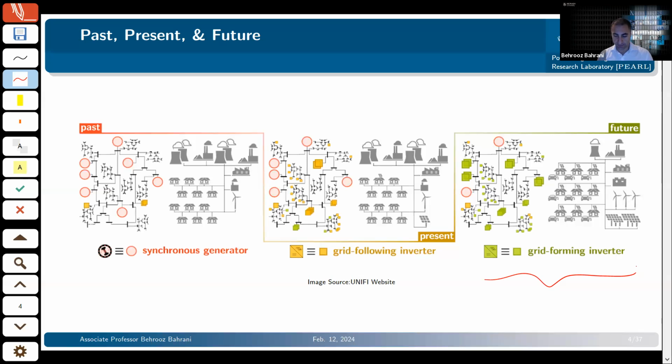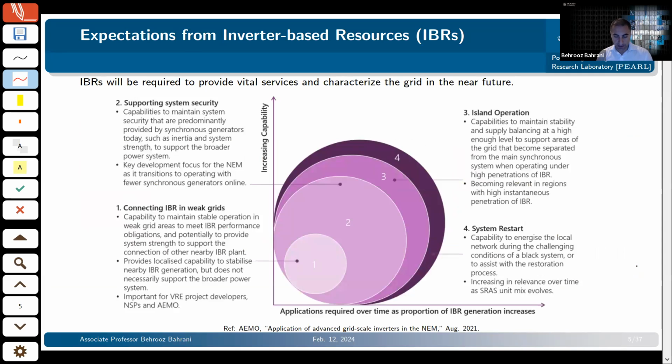In probably 10 years from now, the majority of power systems around the world will be seeing a lot of grid-forming inverters in the mix. But why are they important? Well, I like this graph very much. This is a graph from the Australian Energy Market Operator in a document that was published back in 2021. They were talking about expectations that we might have from grid-forming inverters, and actually from inverters, not only grid-forming, and what we are expecting them to do.